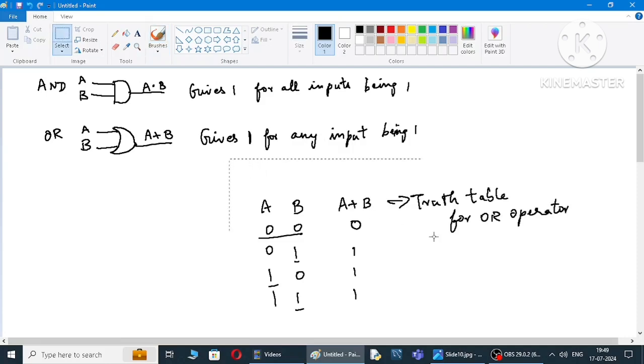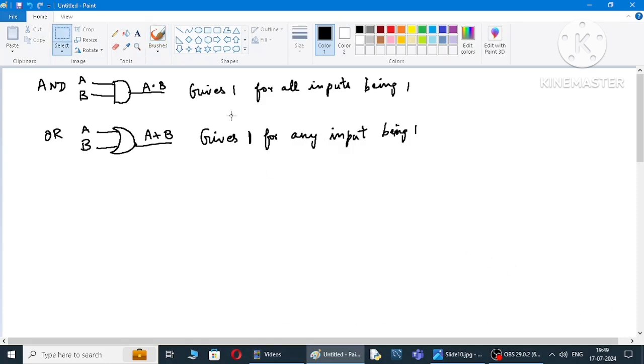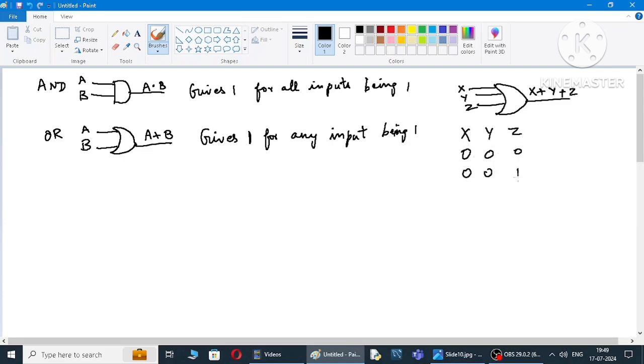Okay. Now, how about a 3 input OR gate? Suppose you have X, Y, Z given in an OR gate. What is the output? X plus Y plus Z. What is the rule for the OR gate? If any input is 1, output will be 1. So how do you write the different input combinations? 0 0 0, 0 0 1, 0 1 0. This is the same as your octal table. 1 0 0, 1 0 1, 1 1 0, 1 1 1. So these are the different input combinations.